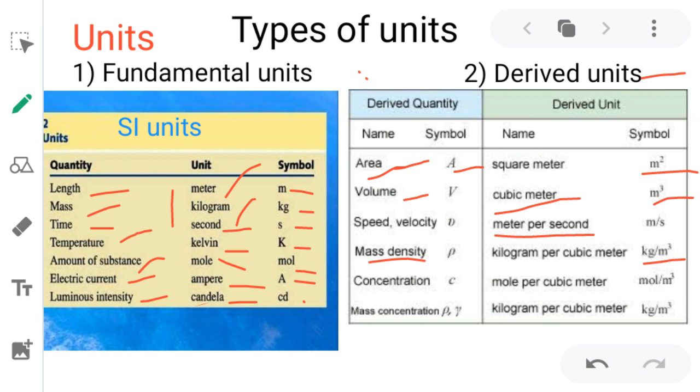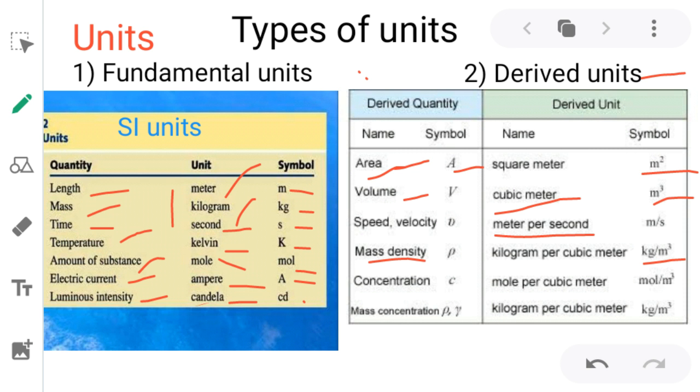Fundamental units are the basic units. Length, mass, time, temperature, amount of substance, electric current, luminous intensity are the fundamental quantities, and their units are meter, kg, second, Kelvin, mole, ampere, and candela. And their symbols are m, kg, s, capital K, mol, capital A, cd. So these are the fundamental units, and there may be other derived units also. You can take other examples for derived units too.